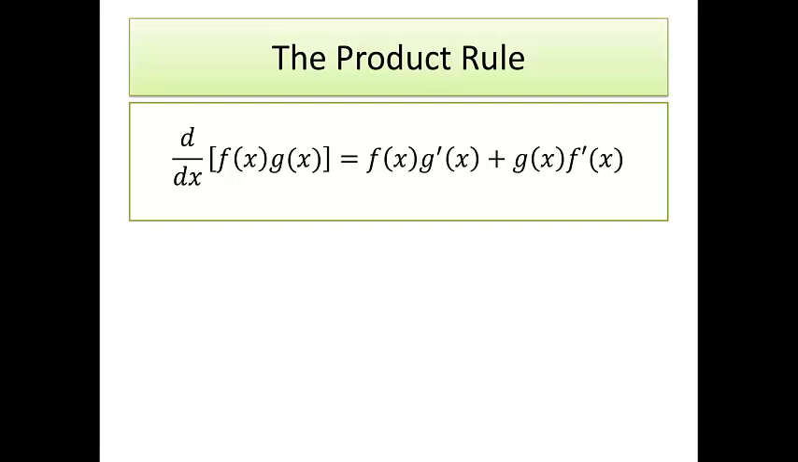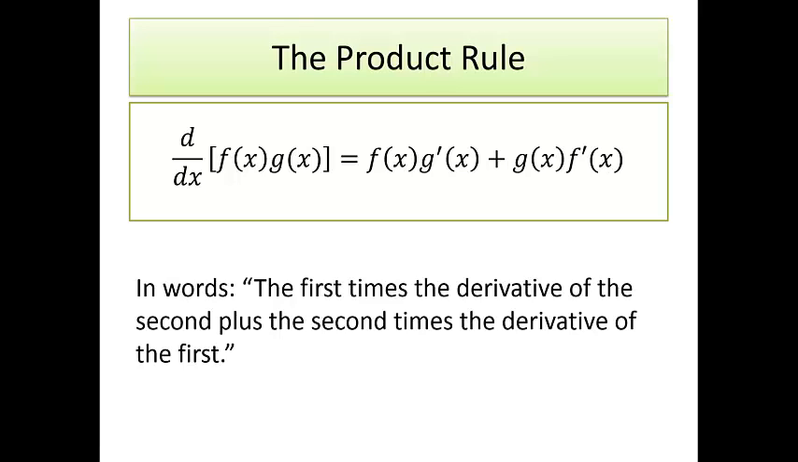Let's state the actual product rule. The derivative of f times g is f times g prime plus g times f prime. In words, we'll say this as the first times the derivative of the second plus the second times the derivative of the first. It's the first function, f of x, times the derivative of the second function, g prime, plus our second function, g, times the derivative of the first function, f prime. We will prove this rule in class, but for the video, we'll focus on seeing this rule in action in a few examples.